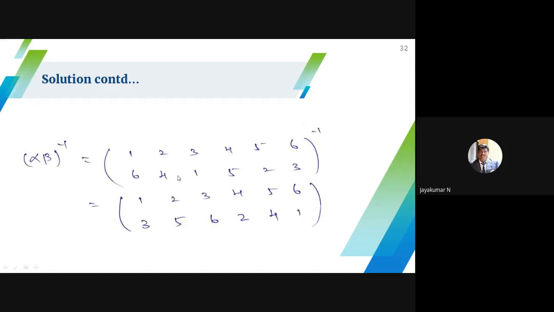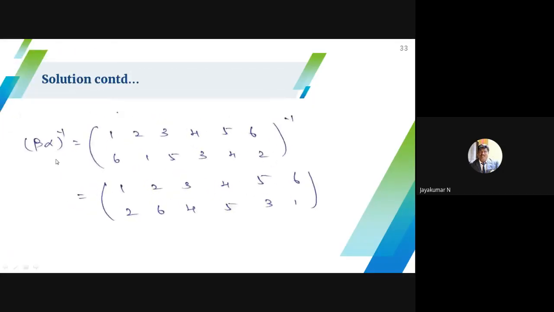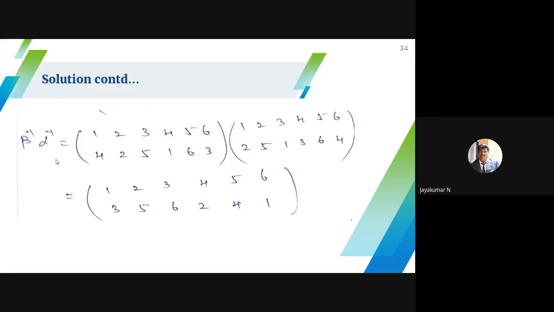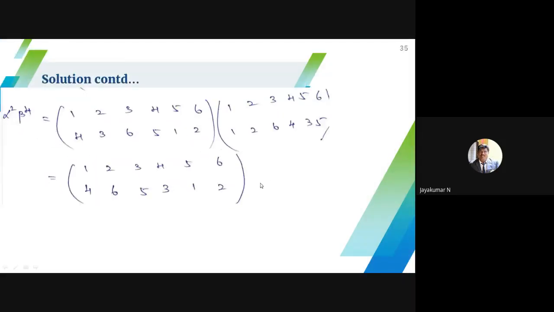In inverse there is no problem. In finding inverse, bottom to top, there is no problem. But for the remaining compositions, throughout the problem use right to left or left to right. So similarly, beta alpha inverse is beta inverse into alpha inverse. We already found beta inverse, and alpha inverse right here. Then you can write it correctly. Then alpha square beta power 4.